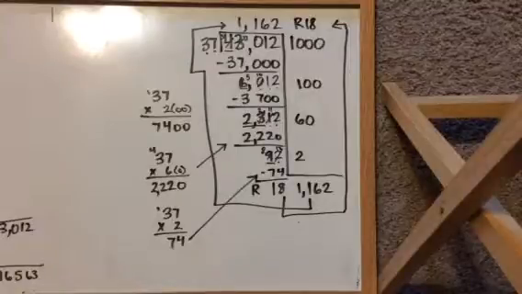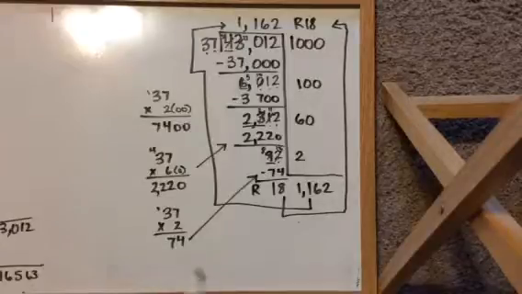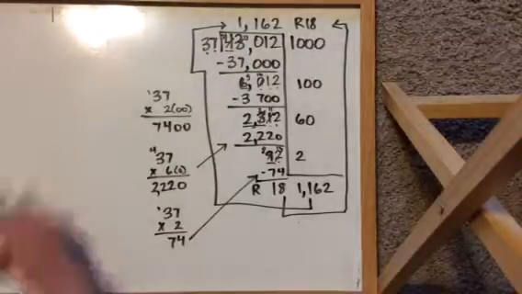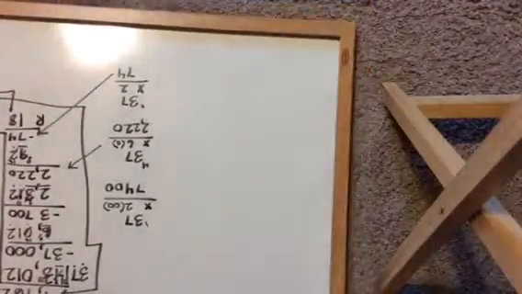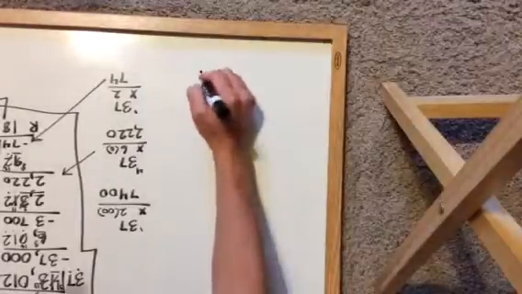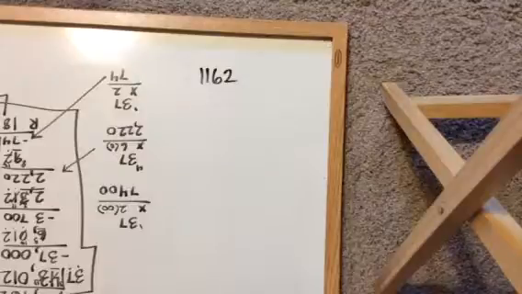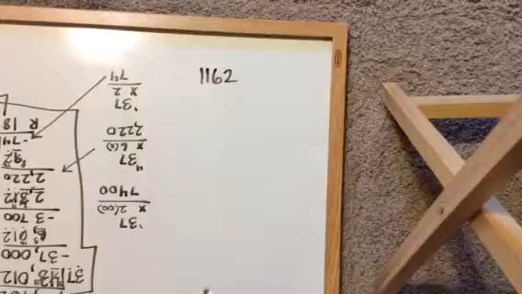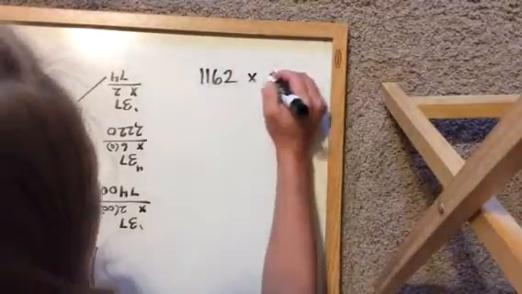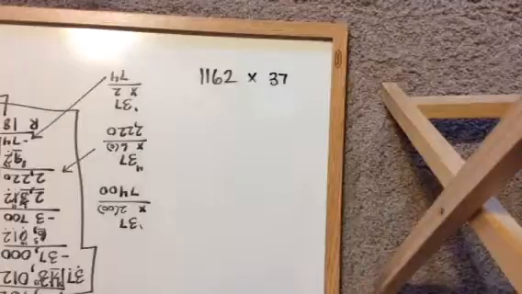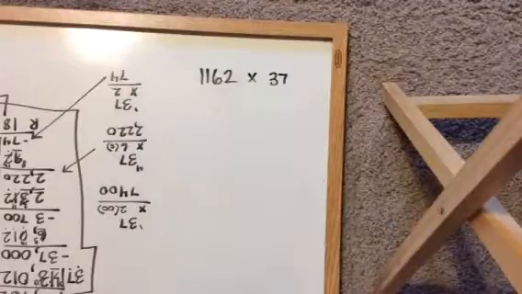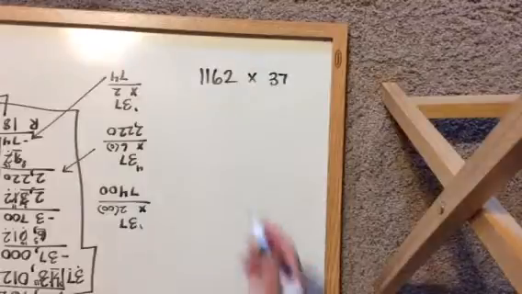So now I'm going to check myself and make sure that I solved the problem correctly. I'm going to flip my board around here. So I have the 1,162. That's my answer. So what I'm trying to do is multiply it out to check myself on my division problem. Now we're going to be multiplying this by 37, and that's a pretty tricky problem. It's kind of long. So I want to show you a different way that you can multiply this out to check yourself.